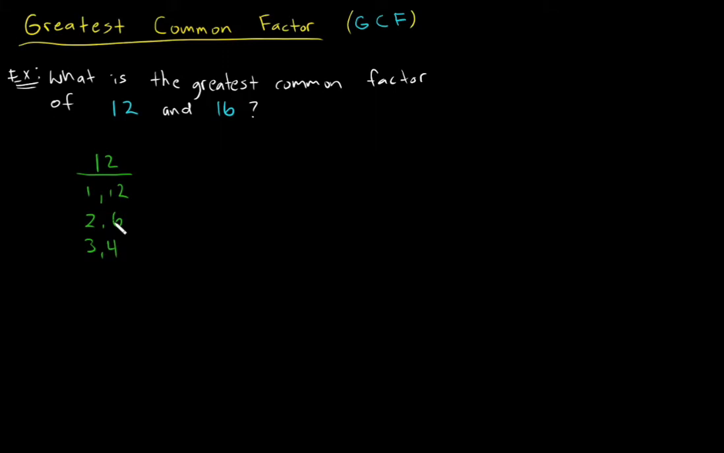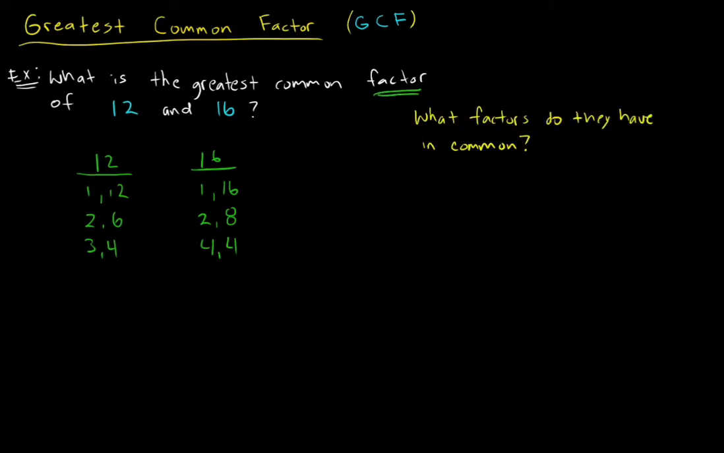Now let's go with 16. The factors of 16 are 1 and 16, right? 1 can divide 16, 16 can divide 16. 2 and 8, 2 can divide 16, 8 can divide 16, and 4. So those are the factors of 12, and those are the factors of 16.